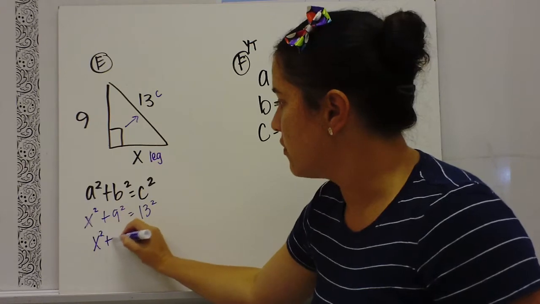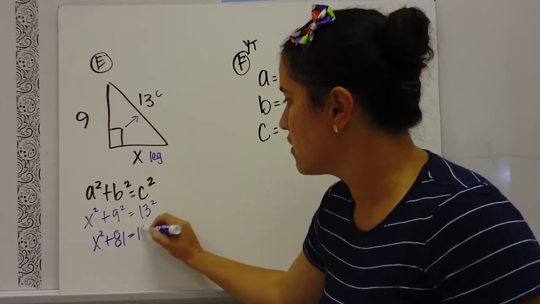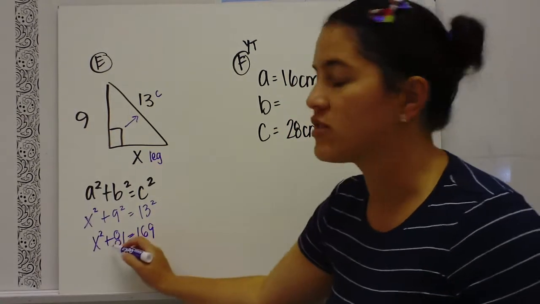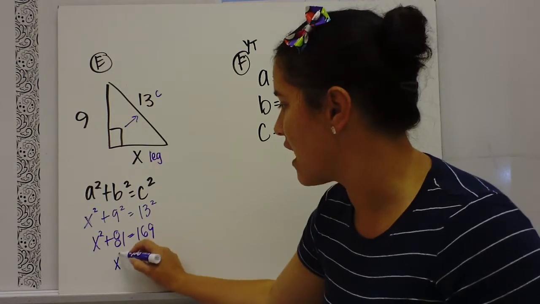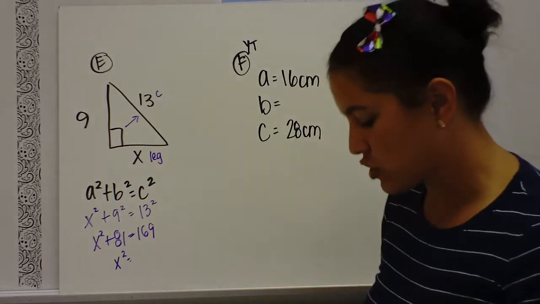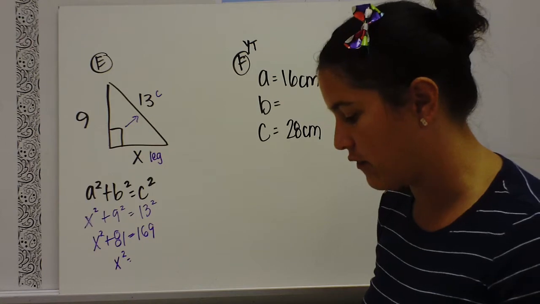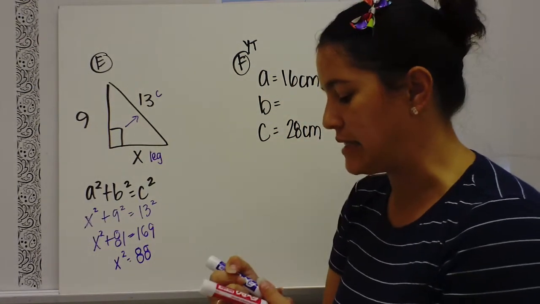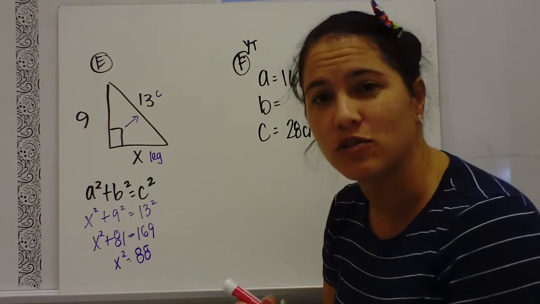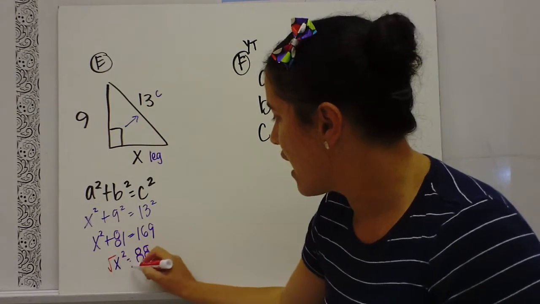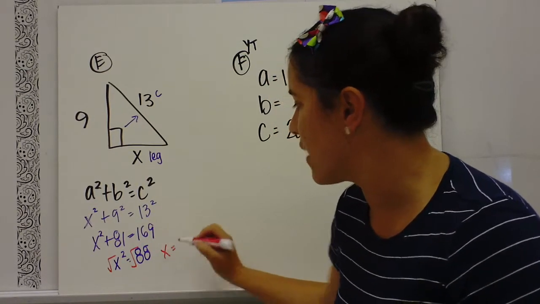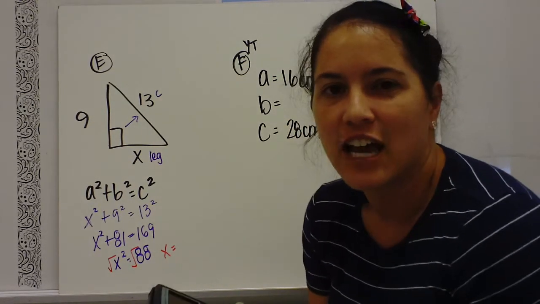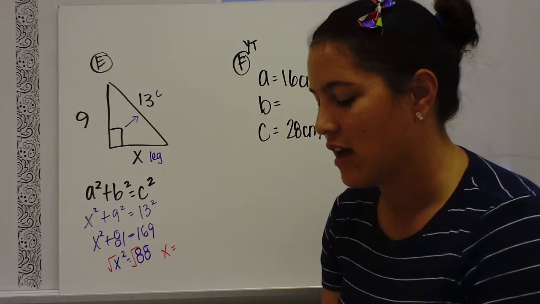I'm going to simplify my values. I'm going to subtract 81 from both sides. So when you subtract 169 minus 81 from both sides, you get 88. And then we need to take the square root. Now this one is a little different because 88 is not a perfect square. You're not going to get a nice number with 88.